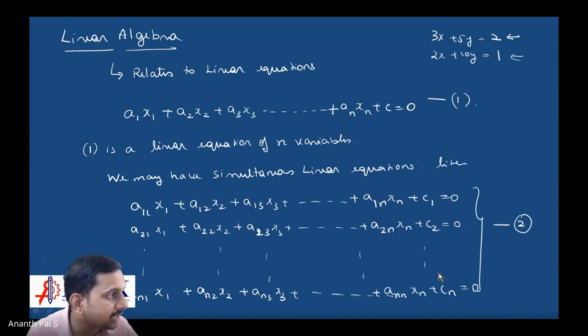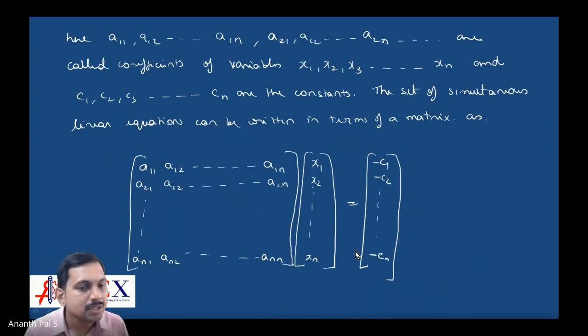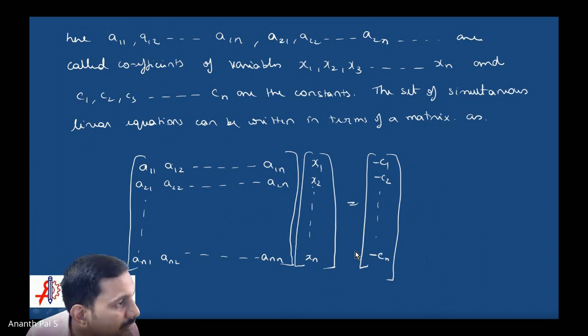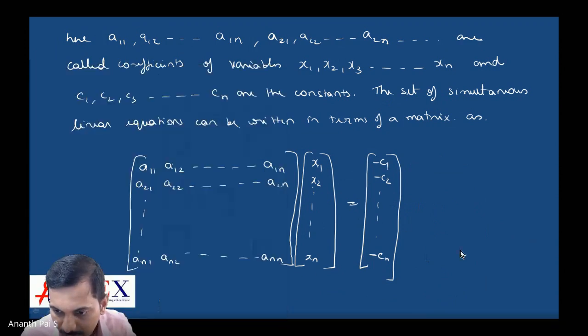So linear algebra relates to solving this system of linear equations. These equations can be written in matrix form. So what is a matrix? A matrix is a system of linear equations. That's it. Correct?